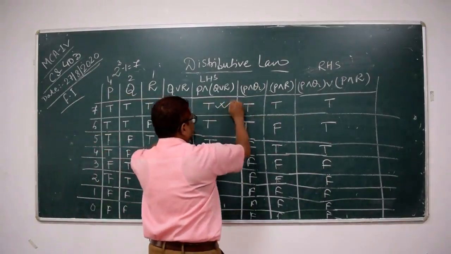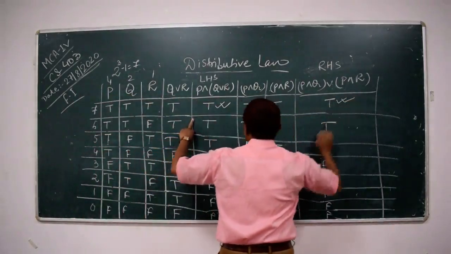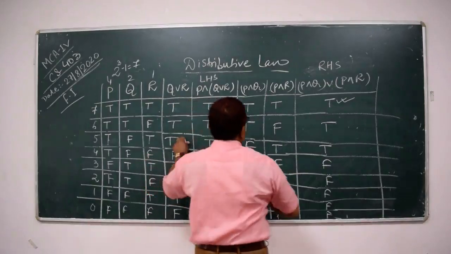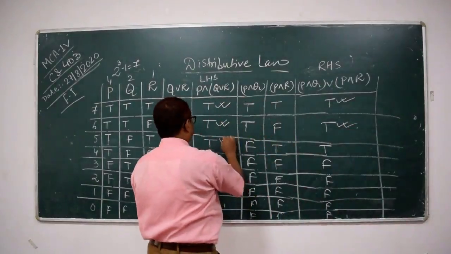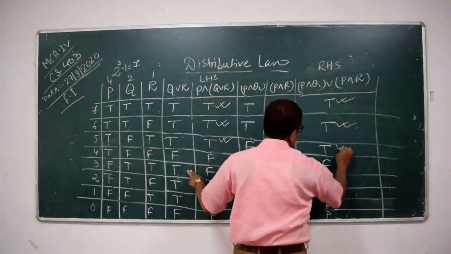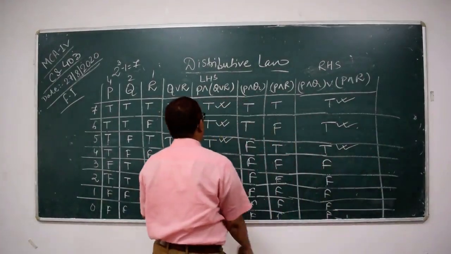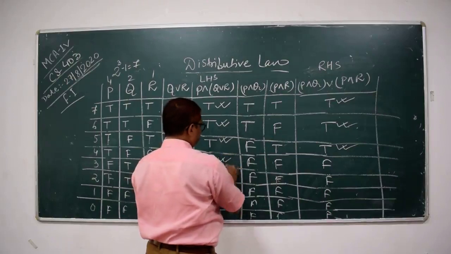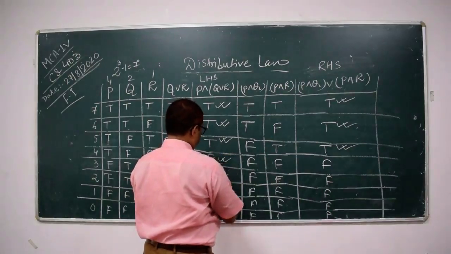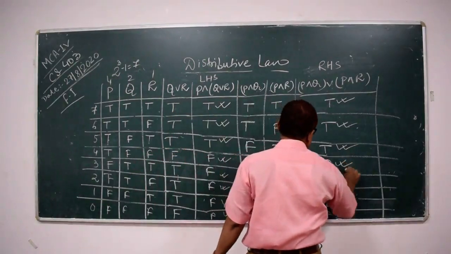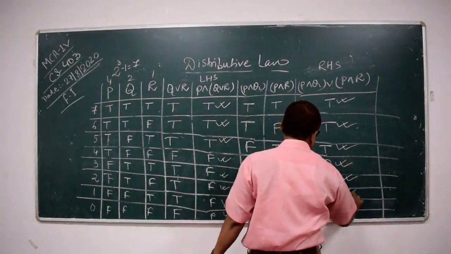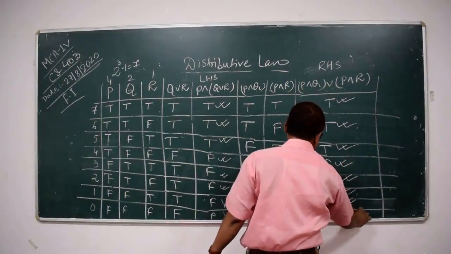This one is T, this one is T. This one is T in left hand side. Now come to the right hand side. This is also T. Now come to the left hand side. This is T. This is also T. Now come to the left hand side. False, false, false, false, false. This one is also false, false, false, false, false.